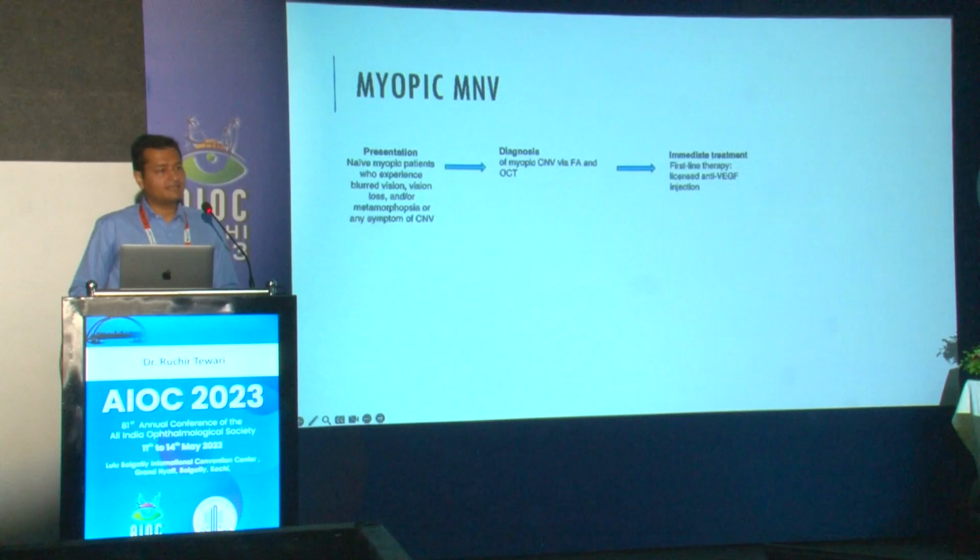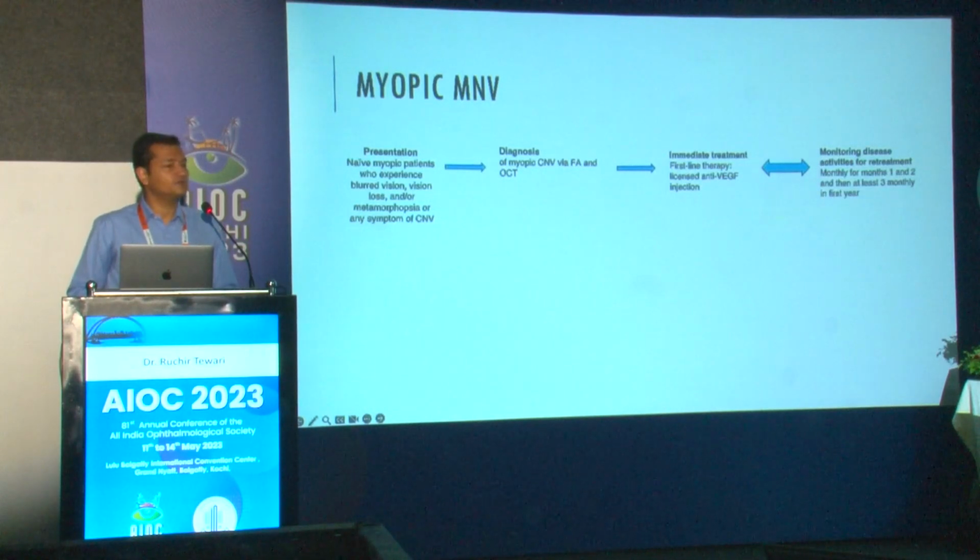If there is activity described both on OCT and angiography, the first line is anti-VEGF, and unlike other types of CNVs, this does not require a loading dose. You need to give one injection and then observe the patient monthly. If any activity is noted, then again only further injections are advised.